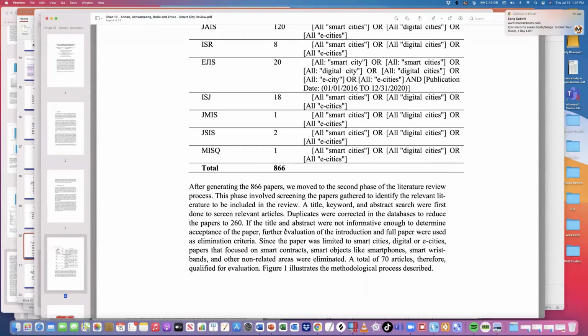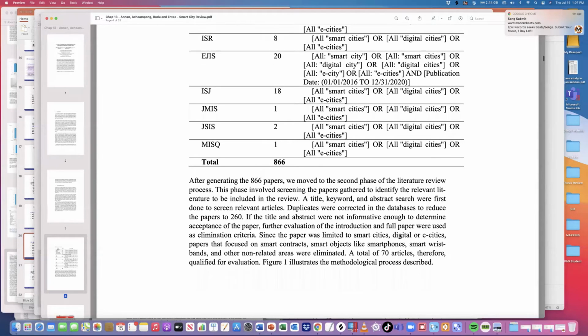If the title and abstract were not informative enough to determine acceptance of the paper, further evaluation of the introduction and full paper was done. Jabba was asking the question, should I look at here or look at here? Look at what I'm just telling you. You look at the title and abstract. If it's not giving enough information, you look at the introduction and full paper. Then after that, he did all those things and got 70 papers. So this is how it looks.